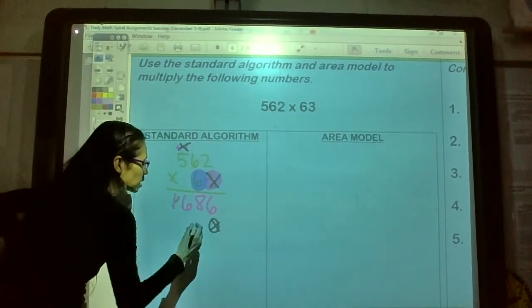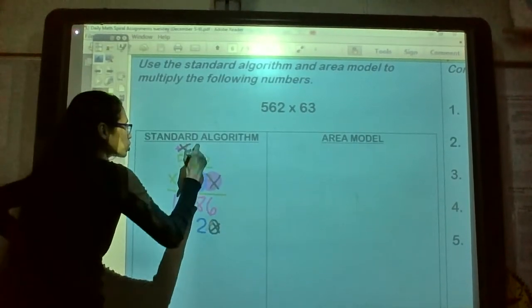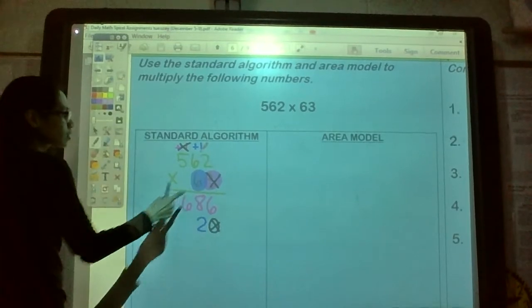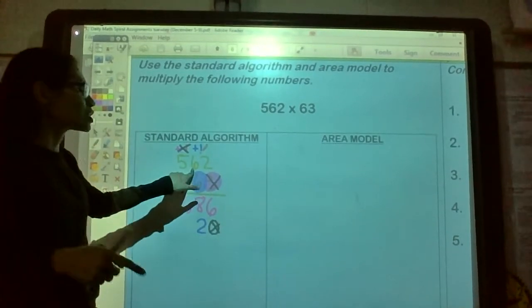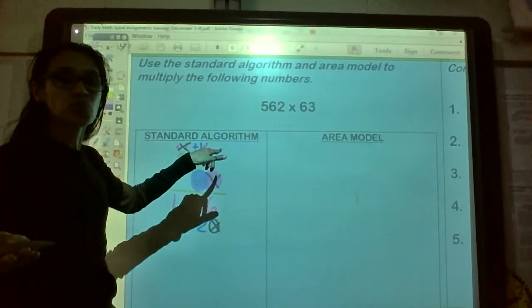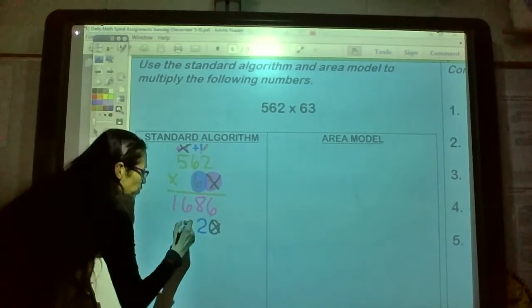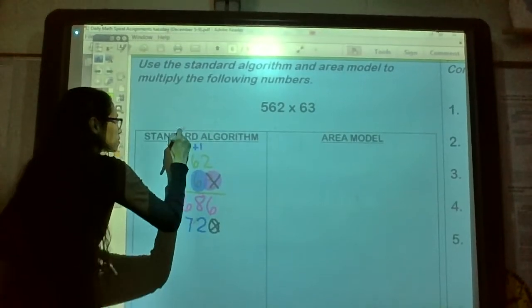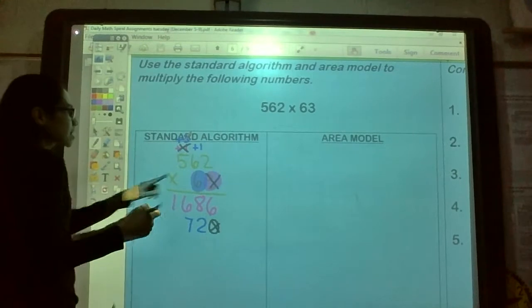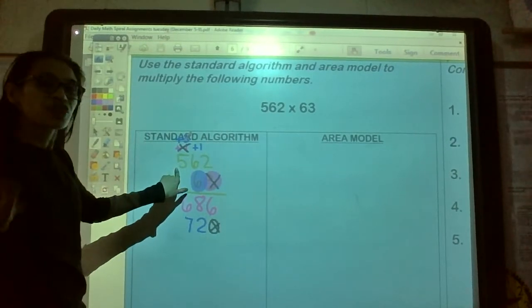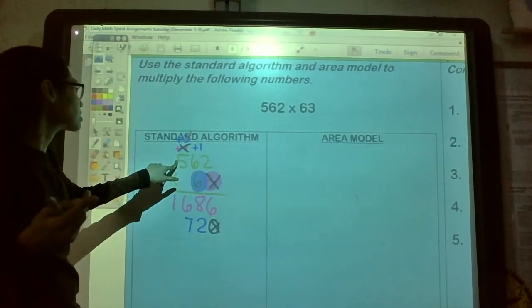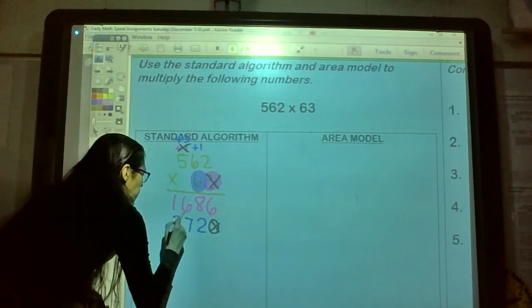6 times 2 is 12. Write the 2 plus 1 right here. 6 times 6 is 36. Plus 1 is 37. Write the 7 plus 3. Can you see that? 6 times 5 is 30. Plus 3 is 33. Now what do we do?